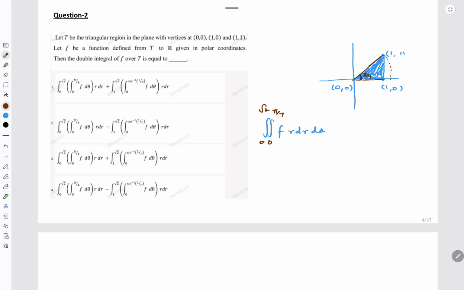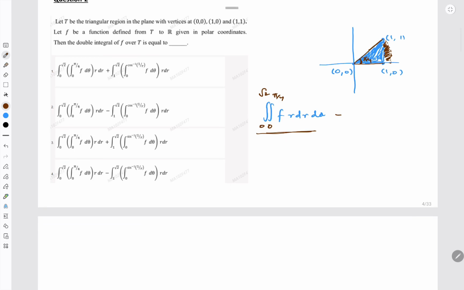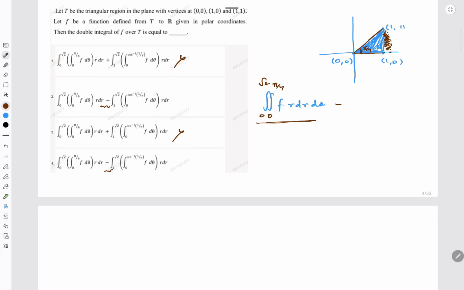So if we have this, we have to subtract this region somehow, so that I can get that blue colored region. So from this, I need to subtract something. In these options, these two options are subtracting something. So these two options are already wrong, right?